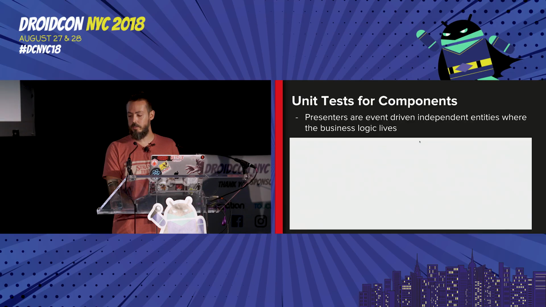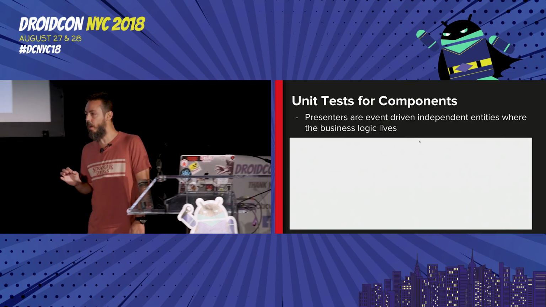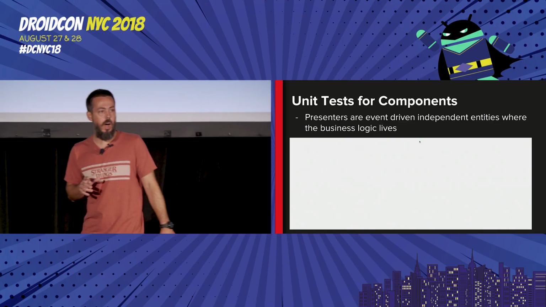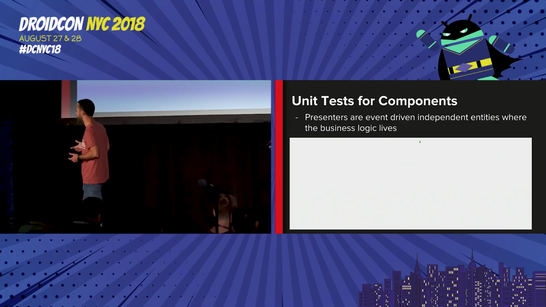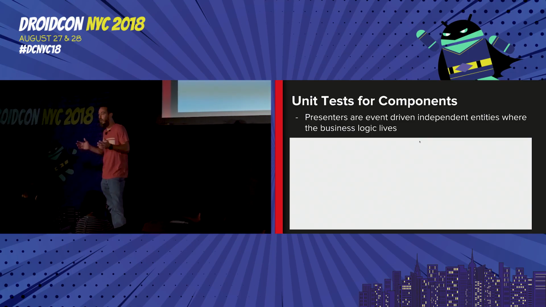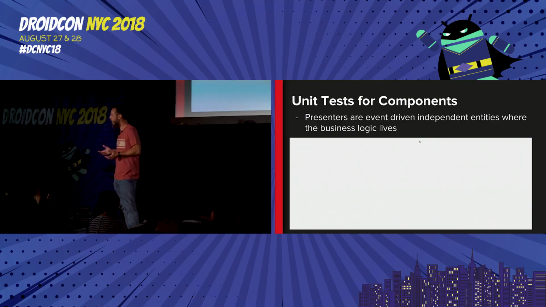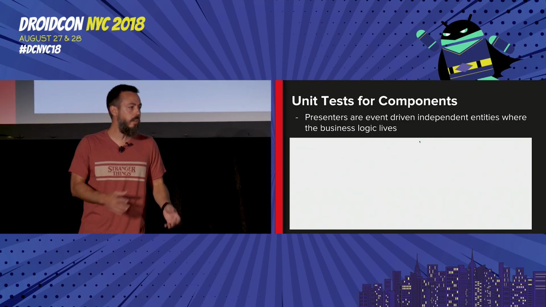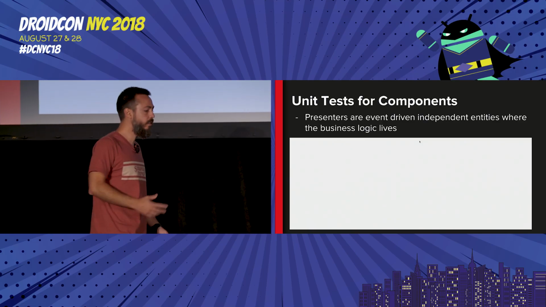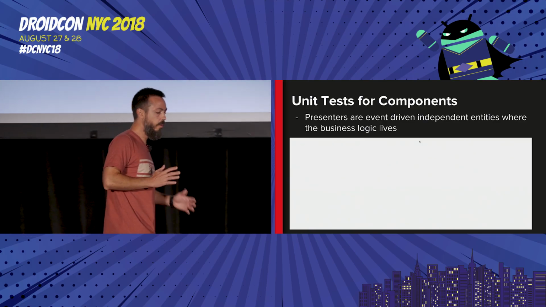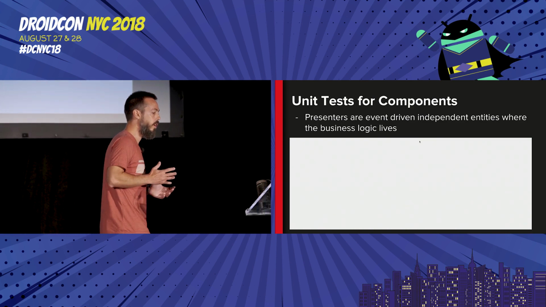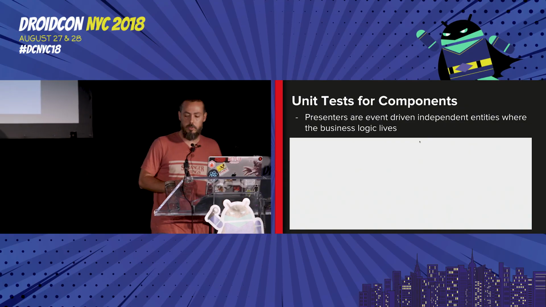Now we also want to see the testing part, because this is very important for us, and this is one of the reasons why we started to create this architecture. If we have all the code inside a fragment, it's very hard to test. There are a lot of Android dependencies, and you have to mock context, you have to create a fake activity, and it's all very hard. So here, with this architecture, the presenters are the ones that have the business logic. So the presenters are the ones that we want to test.